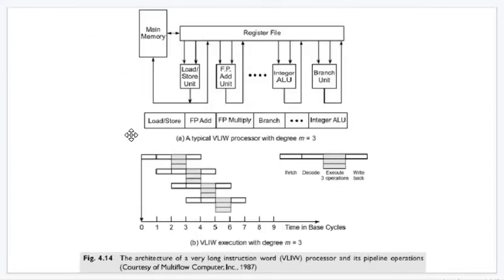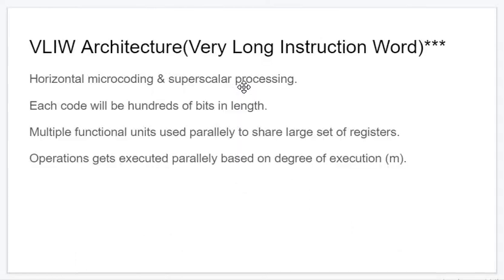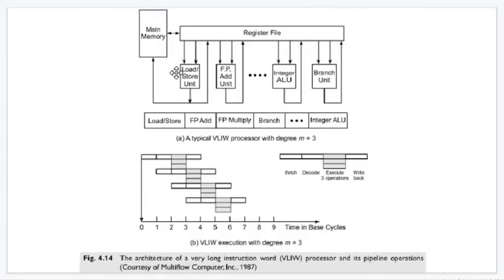Now we have here a typical VLIW processor with a degree of M equal to 3. You can expect these questions in your examination. For the VLIW architecture explanation, first write 4 points and their individual explanation, then take this concept as an example. Here we don't have 3 fetches and 3 decodes, like I explained in the previous one.